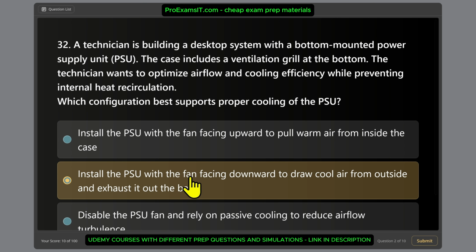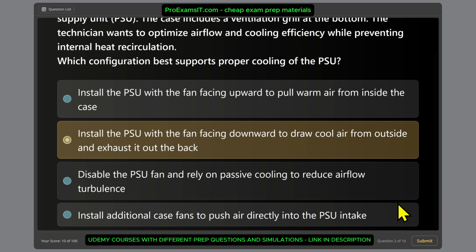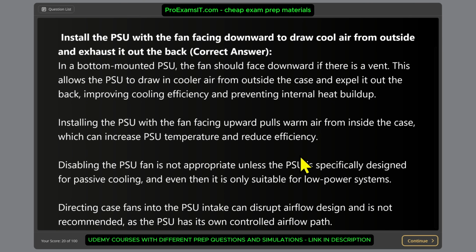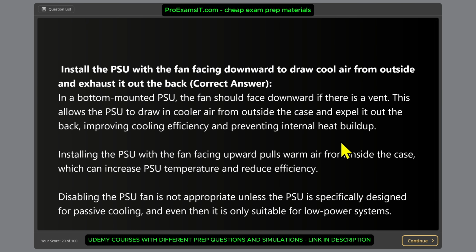We need to install the PSU with the fan facing downward to draw cool air from outside and exhaust it out the back, right? So in a bottom-mounted PSU, the fan should face downward if there is a vent. This allows the PSU to draw in cooler air from outside the case and expel it out the back, improving cooling efficiency and preventing internal heat buildup. Pay attention if you're building your PC to how you place your fans.